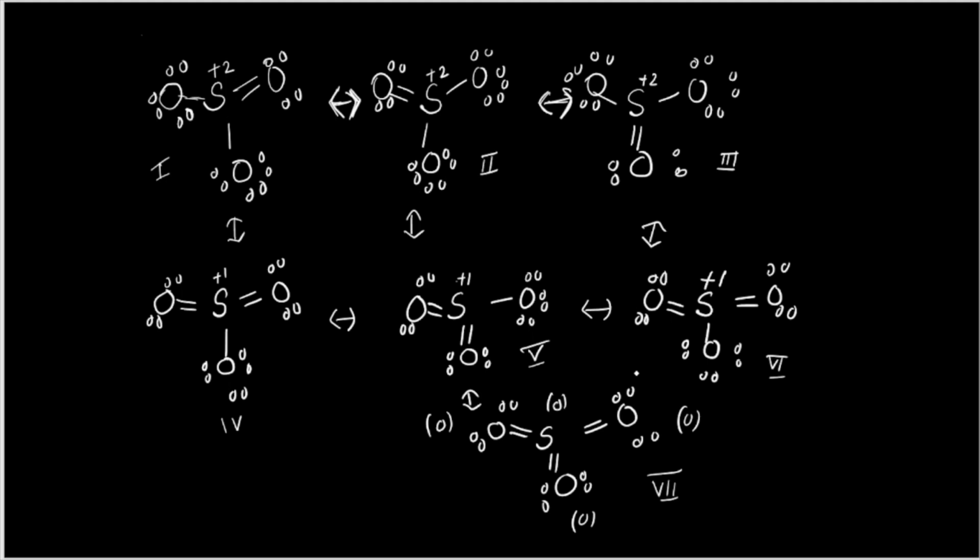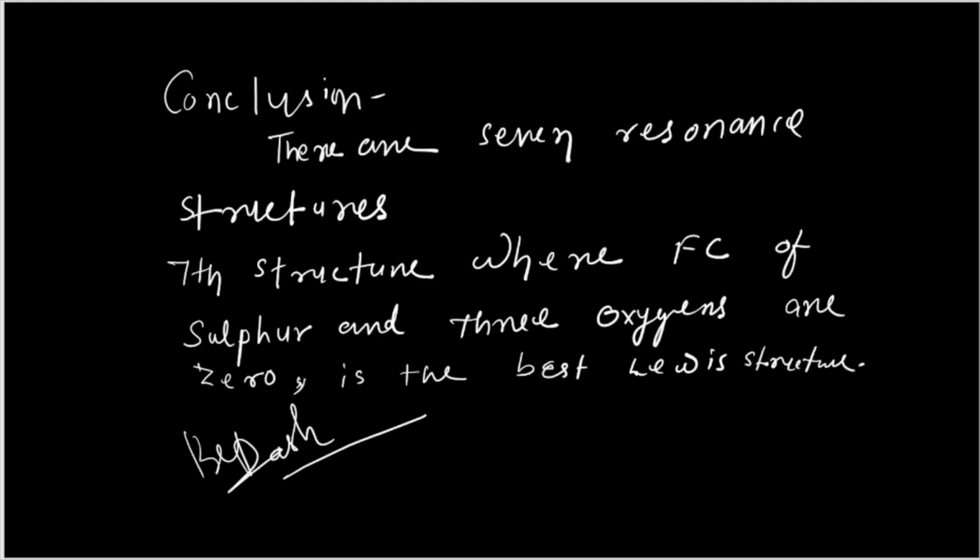Sulfur trioxide resonance structures: here you can observe how many structures there are and which one is the best Lewis structure, because FC values of all are only 0, which is the least one. I hope it is clear to you about the Lewis structure and resonance structure, and what are the values of FC of sulfur and the 3 oxygen atoms in the different 7 structures.